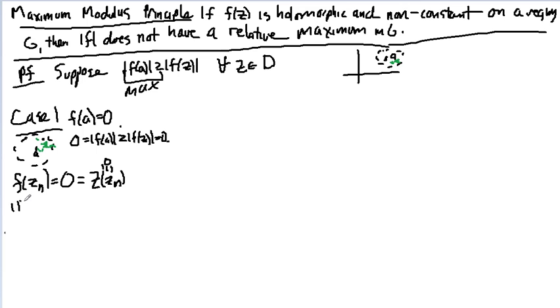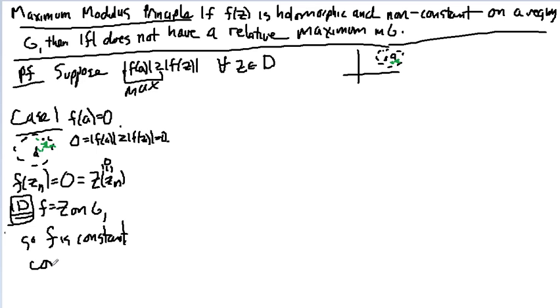So by the identity principle, f equals 0 on G, right? The identity principle is absurdly strong. So f is equal to 0 on G, so f is constant, equal to 0, which is a contradiction. So therefore, we cannot have that f of a is equal to 0.